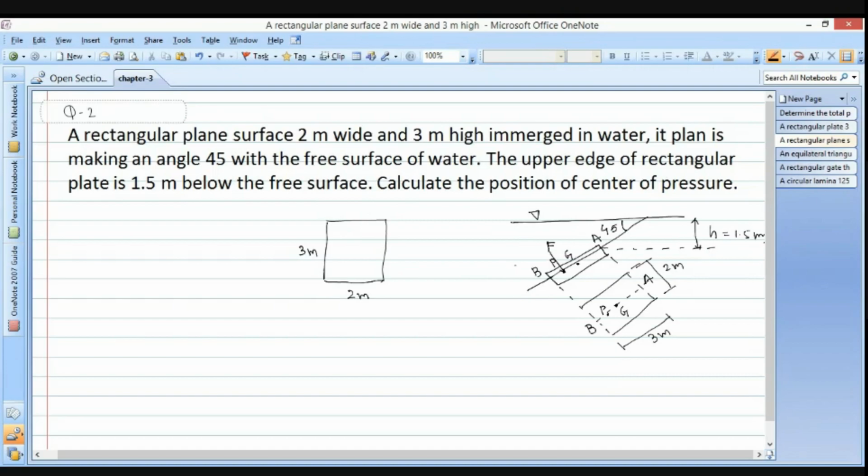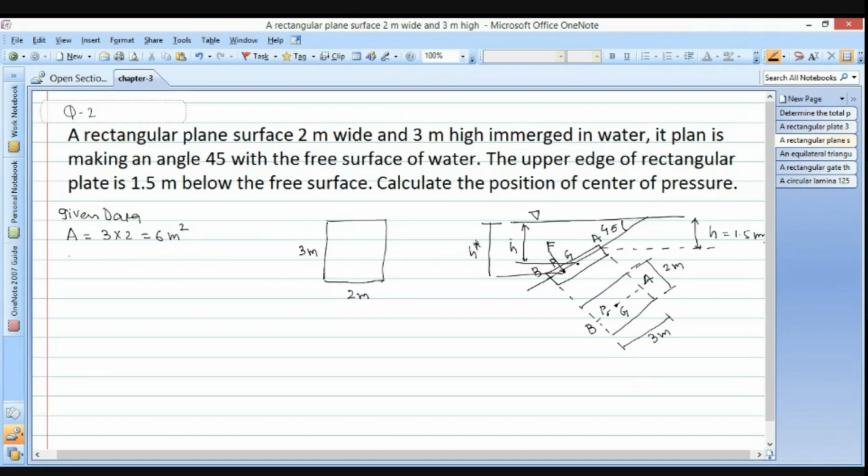Now first, the CG point is indicated by H cut, and the CP point is indicated by H star. The figure is very important. How to analyze the cases is very important. So first of all, we will write down the given data. First we calculate the area, that is 3 into 2, which makes 6 meter square.